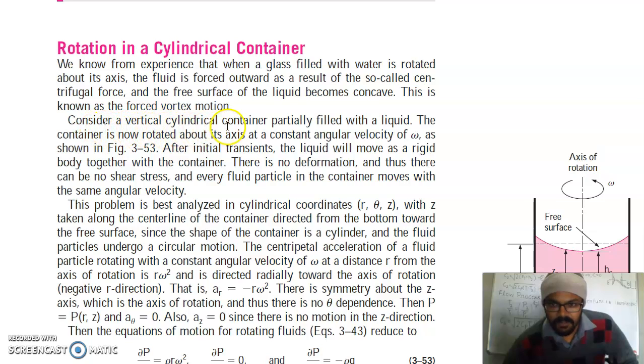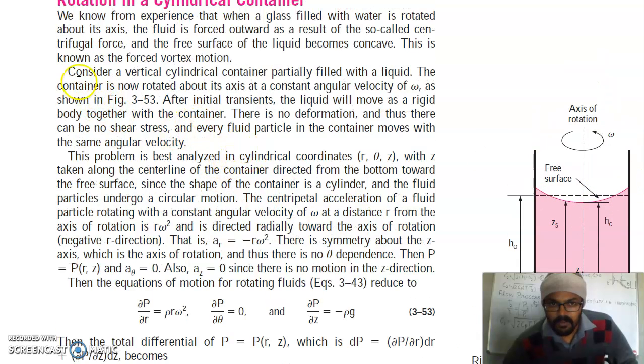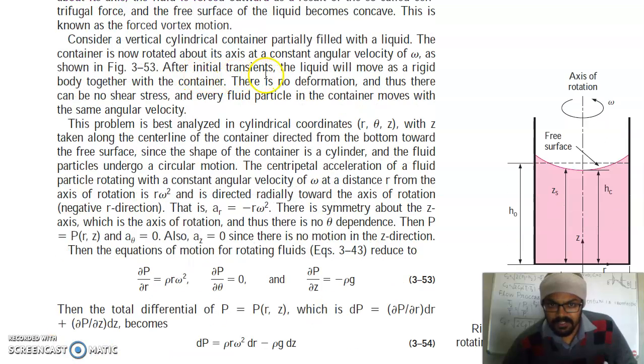Consider a vertical cylindrical container partially filled with liquid. The container is now rotated about its axis at a constant angular velocity of omega, as shown in the figure. You can see this container is rotated. After the initial transient, the liquid will move as a rigid body together with the container.